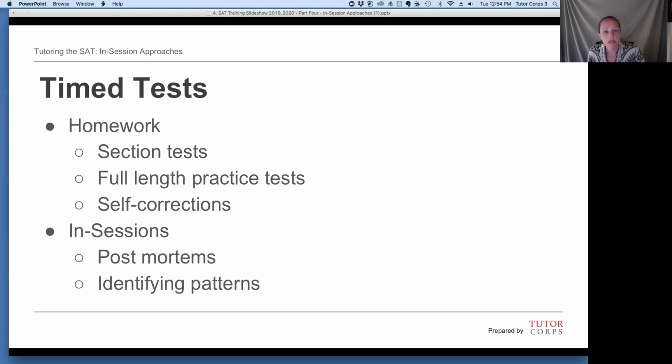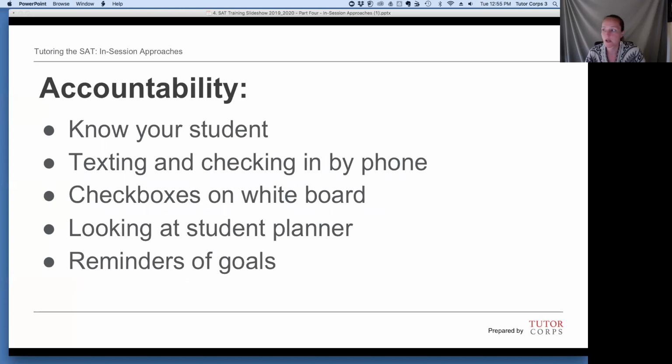The timed section tests and full-length practice tests should be completed outside of session time unless the parent wants you to proctor. And again, ask us if they ask you to do this. If they're going to do the proctoring on their own, then we want to provide them with all the tools they need, and we're happy to do that. Just let us know. Save the actual session time for the harder stuff, like digging into strategy, identifying patterns, and working through the more challenging content.